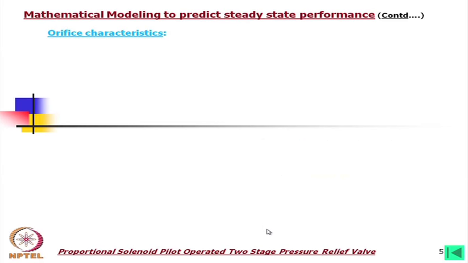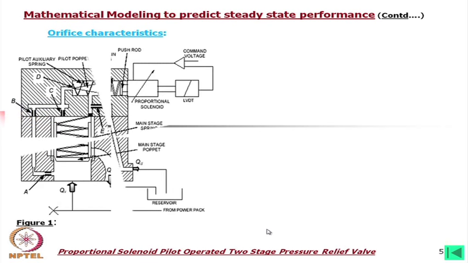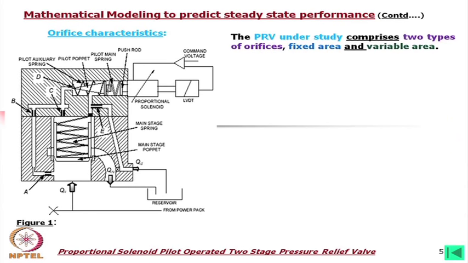Now, first of all we shall look into the orifice characteristics. Now, again coming back to this valve, these four orifices A, B, C, E apparently we should call the short tube orifices. Now, broadly this valve will comprise two types of orifice. One is the fixed area orifice, 1, 2, 3, 4, and the other is variable area. This is one variable area here, another variable area is there.